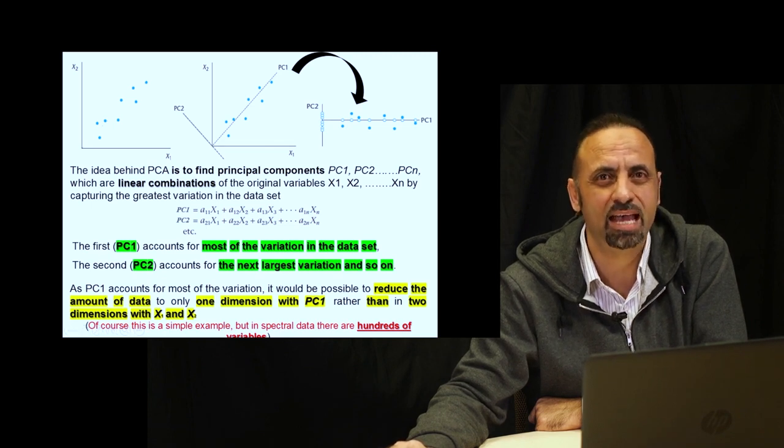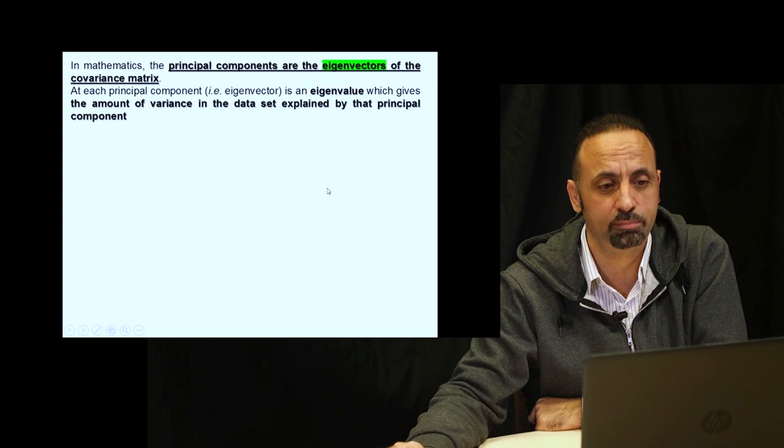But what happens if we have not only two variables, we have hundreds of variables? We need to think about this rotation and projection of your data to identify the principal component that captures the highest amount of variation between your data points. Okay.